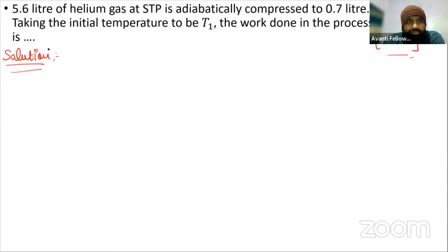First of all, what is given to us is 5.6 liter of helium at STP, standard temperature and pressure. So V1 is 5.6 liter. Then V2, because it is compressed adiabatically, which means this is a process in which there is no heat transfer across the boundary, that is, no heat transfer to the system and from the system, and the same goes for the surroundings. So 0.7 liter is the final volume.